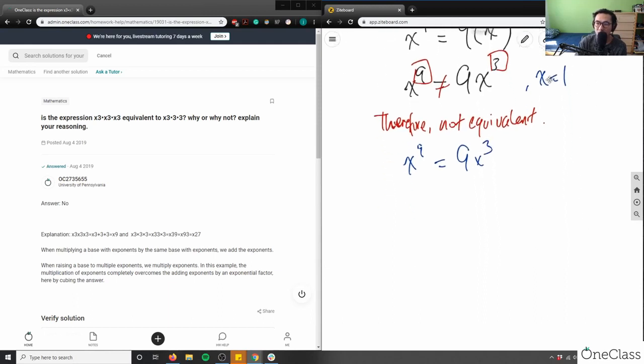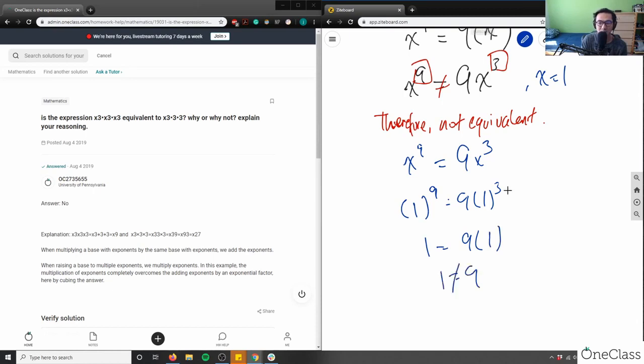And we can substitute 1, right? So 1 to the power of 9 equals 9 times 1 to the power of 3. 1 to the power of 9 is simply just 1. 9 times 1 to the power of 3: 1 to the power of 3 is just 1, so 9 cubed.